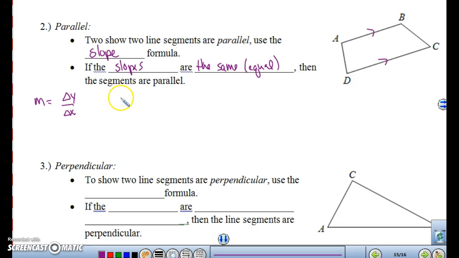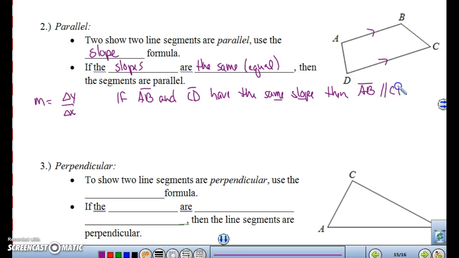And what we would have to figure out is if AB and CD have the same slope. Then AB is parallel to CD. So you would have to know the coordinates of AB and CD and figure out their slope. You'd have to figure out the slope of AB and the slope of CD. If they are equal, then AB is parallel to CD. So you'd have to use the slope formula for that.